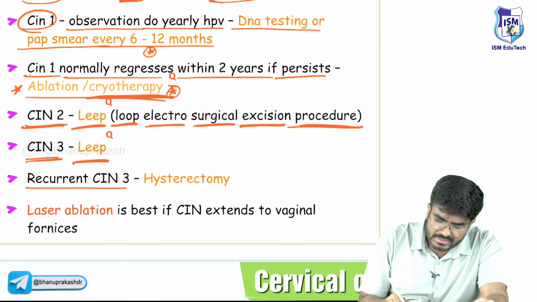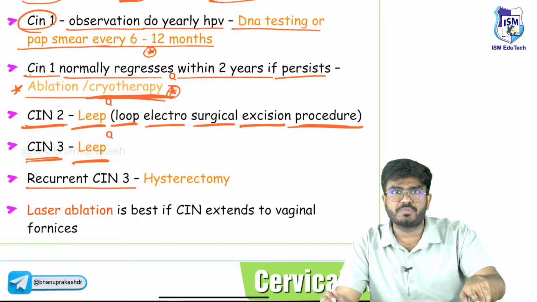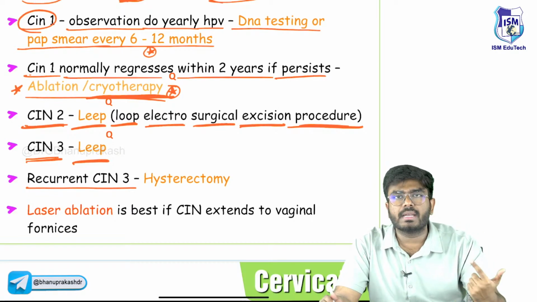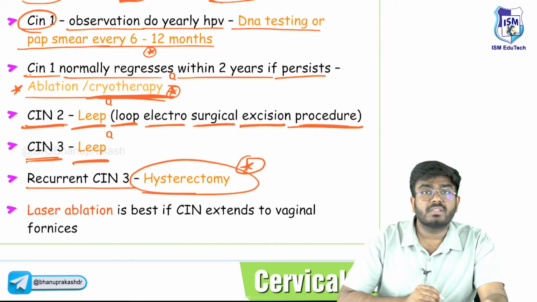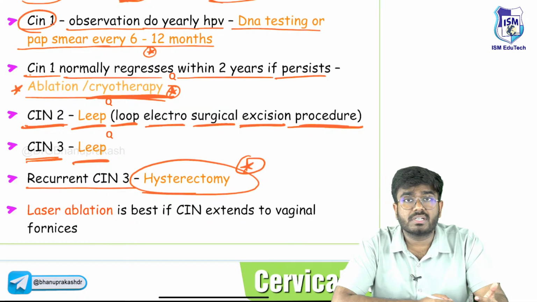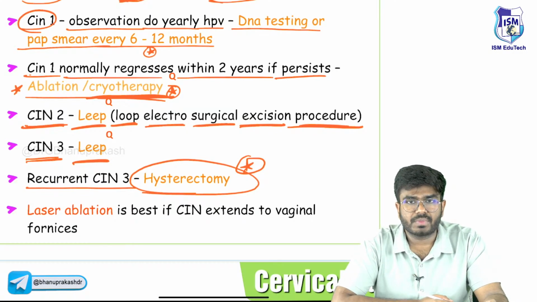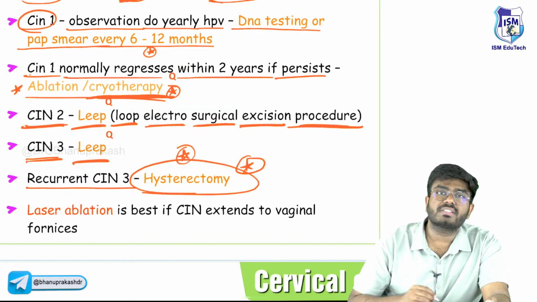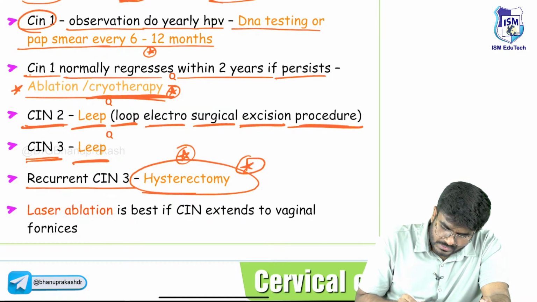If there is a recurrent CIN3, again CIN3 is coming, even after the surgical management, again and again CIN3 is coming, then go with the hysterectomy, because there is a chance that CIN3, 20% of the time, can turn into cancer within 10 years. So then remove the uterus and cervix, hysterectomy. See, this is a question which was asked.